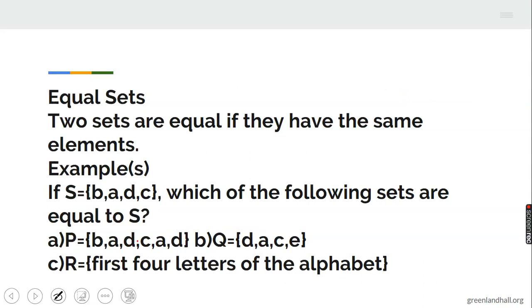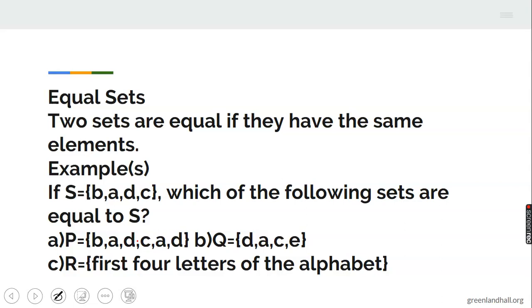Equal sets. Two sets are equal if they have exactly the same elements. You know that equivalent sets are also related to equal sets. So once two sets are equal, they are also equivalent.